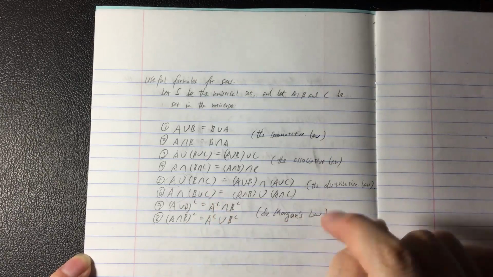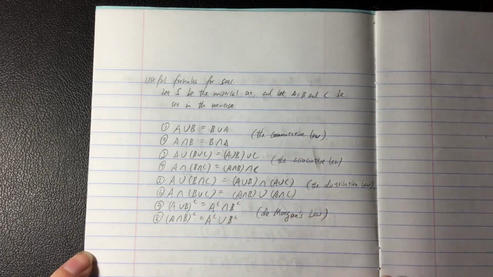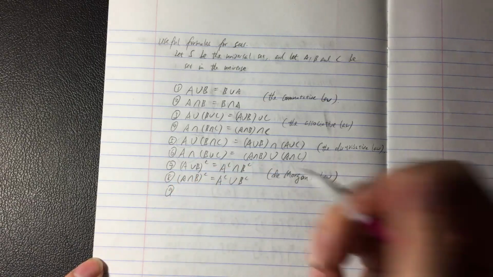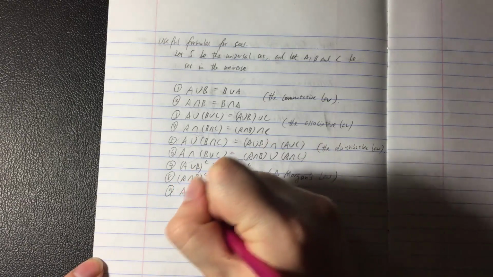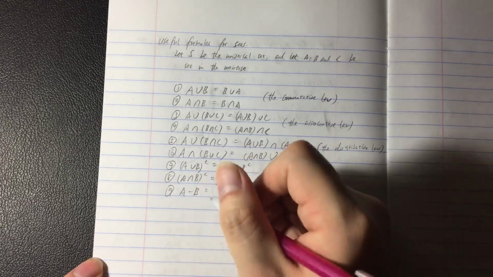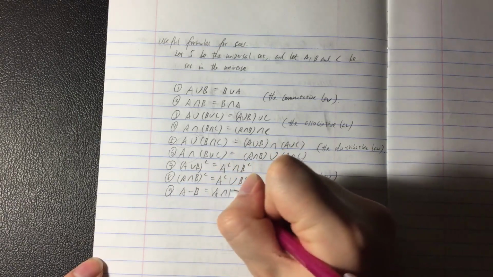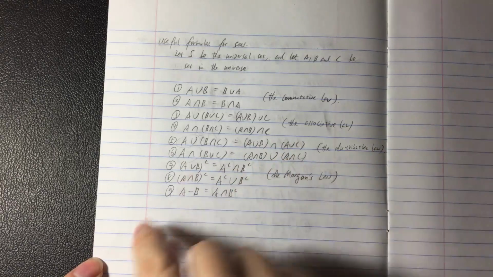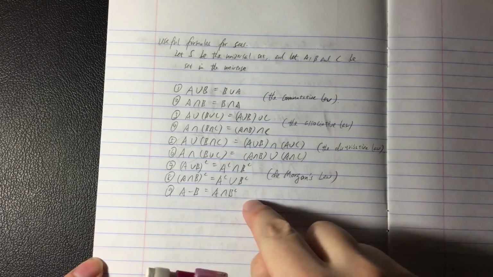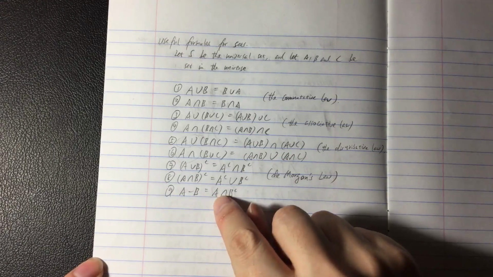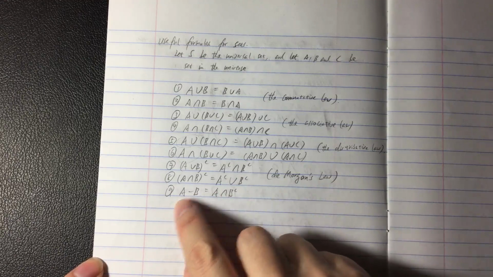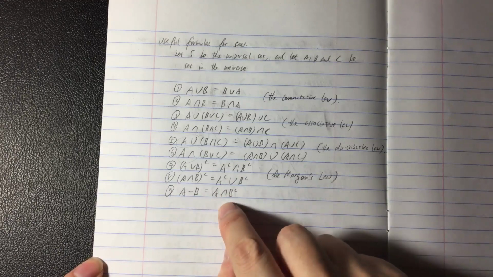These two formulas are called De Morgan's law. Next, the set A minus B can be written as A intersection B complement. A minus B represents every element in A but not in B. Same thing here. It's every element in A and every element not in B. So A minus B, the difference of two sets, can be written as A intersection B complement.